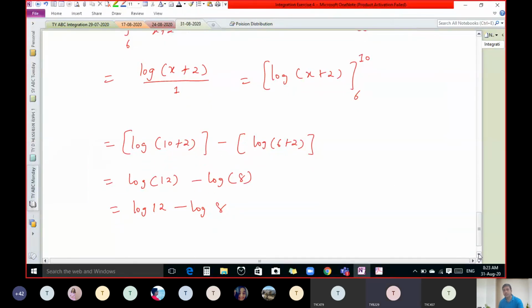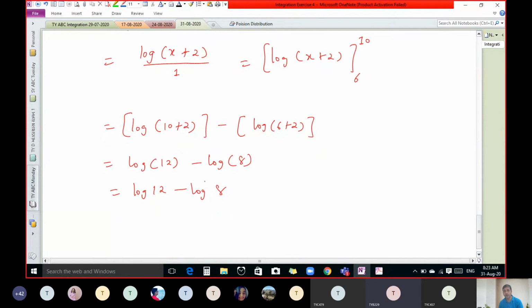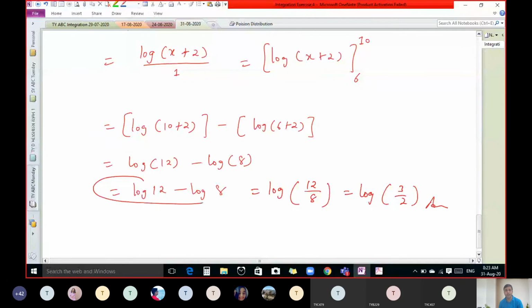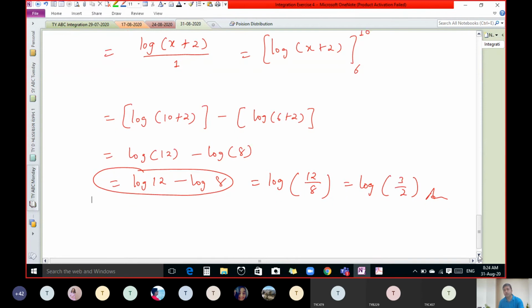Sir, in logarithm, when there is minus, we have to divide. Perfect, very good. So what we get here? Log in bracket 12 upon 8. And then you can cancel 4. So we get 3 by 2, and that is our final answer. But in exam, if you keep this, it's okay, nothing wrong in it. In exam, if you keep your answer like this, log 12 minus log 8, nothing wrong in it, you will get full marks. But if you know the result, you can do this.